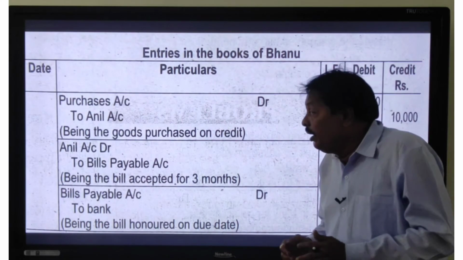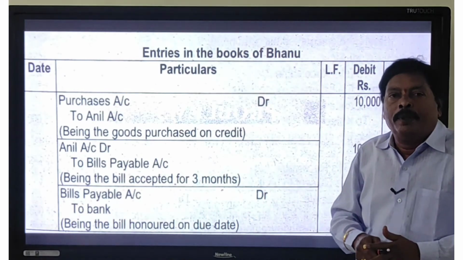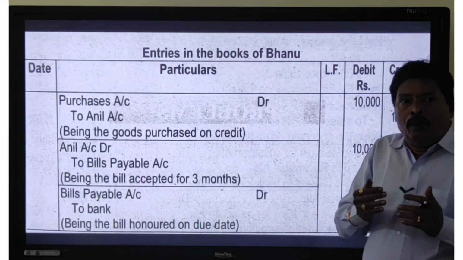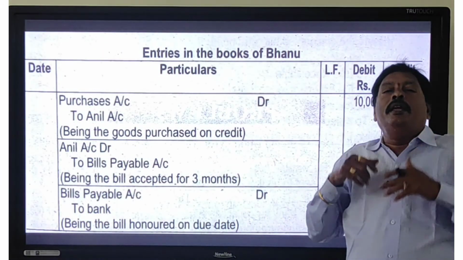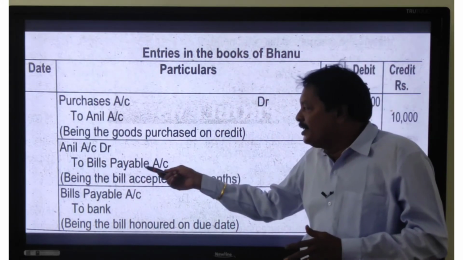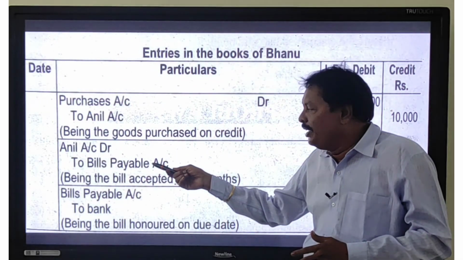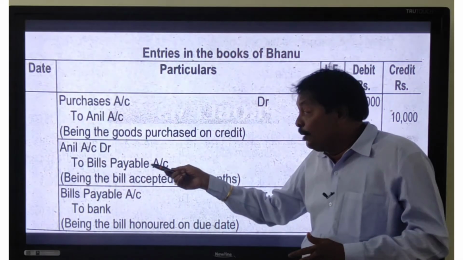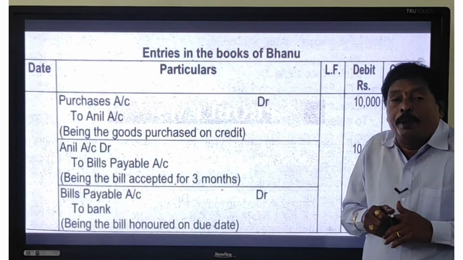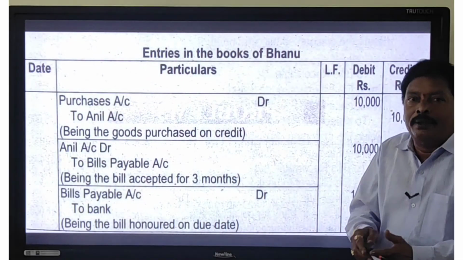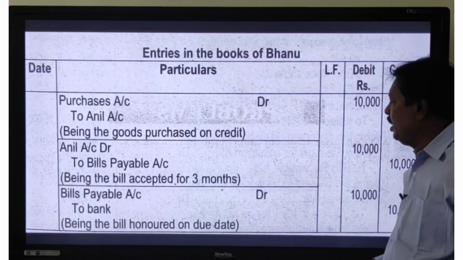And finally, Banu wants to settle his account. That means Banu wants to honor the bill. So, in this situation, Banu will go to the bank, pay that amount and get back the bill. So, bills payable is credited in the second entry. Now, in the final settlement, this credit will be cancelled. For that purpose, we have to debit bills payable account. That means Banu received the bills payable and paid cash to the bank. So, bills payable account debit to bank account or cash account, being the bill honored on the due date.